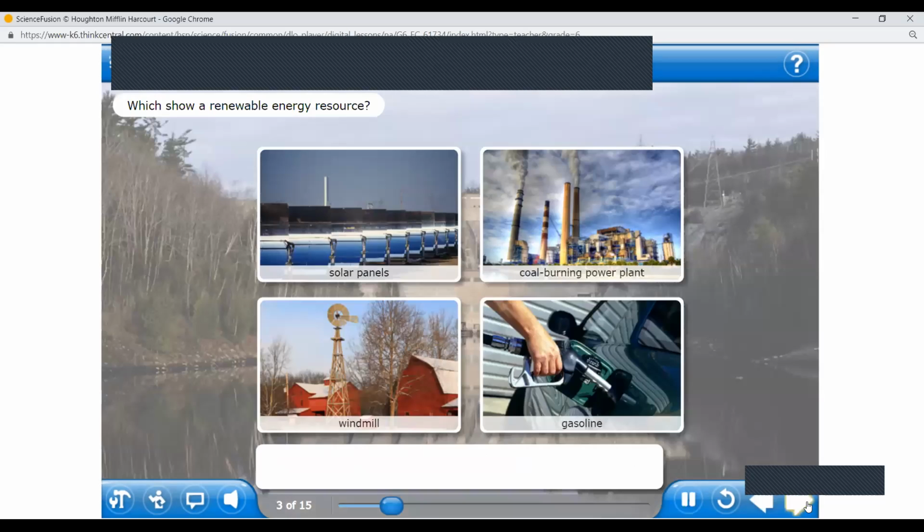Do you know which of these are renewable energy resources? Click your answers. Okay, who wants to answer this? Which one, according to you, is the renewable? The coal. Anyone? Renewable. Miss, the coal burning power plant. That is non-renewable. Coal we did in the last lesson. Non-renewable. I asked which is the renewable resource?